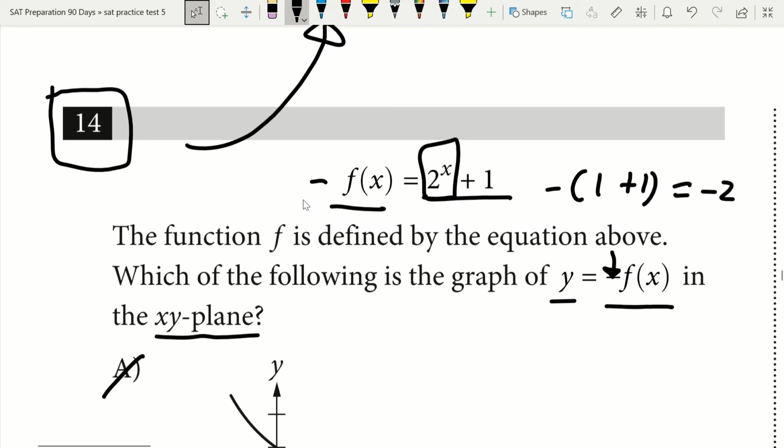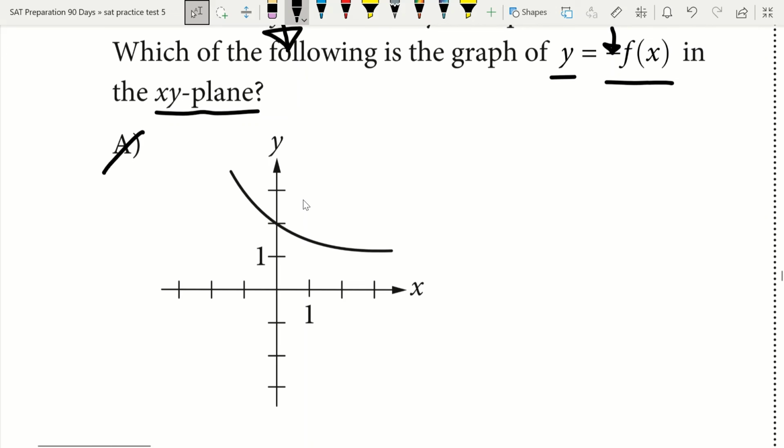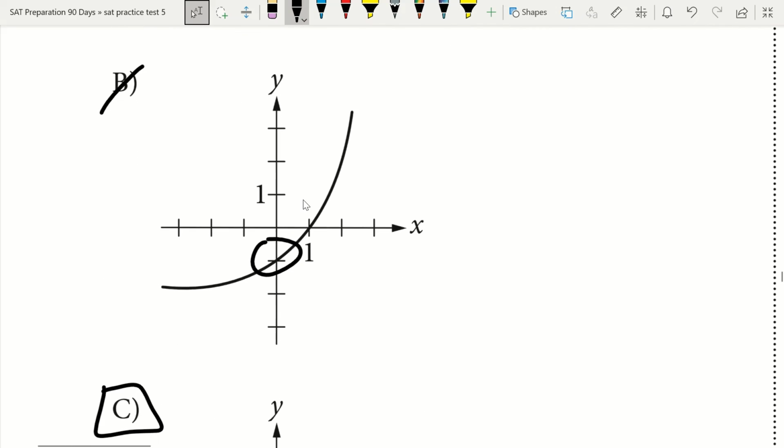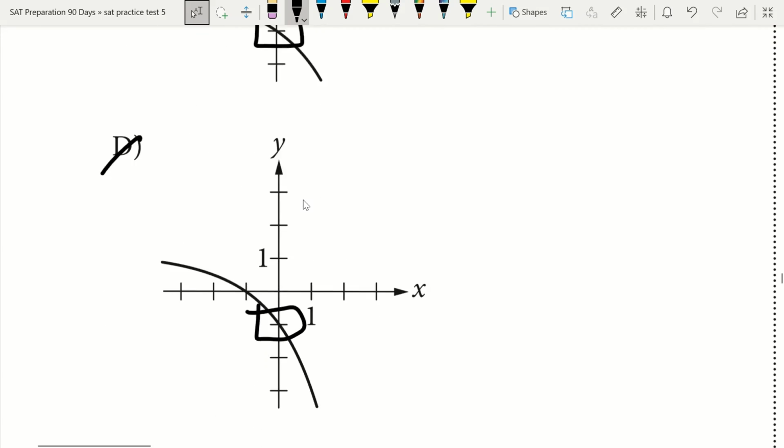Then if we're going to flip that over its x-axis, we would have our graph look something like this, where we go increasingly down. So we would have to go increasingly down. We see in option A, we don't do that. We see in option B, we don't do that. So right off the bat, you could get rid of those two. You'd be between C and D at that point.